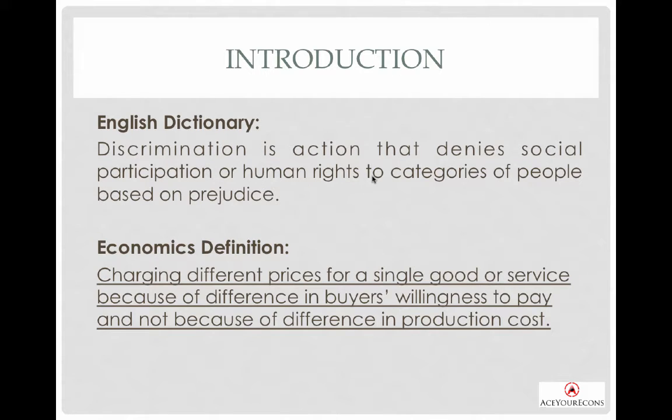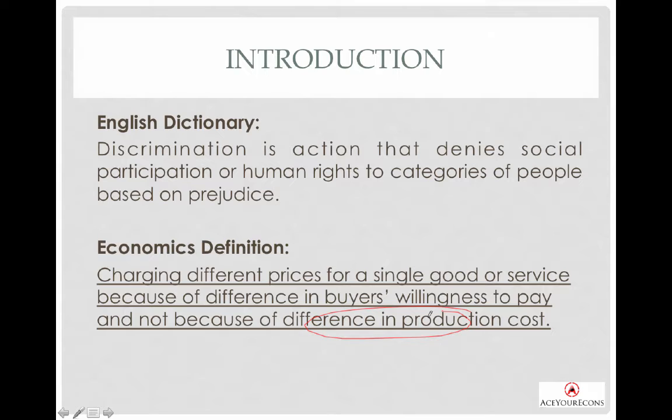We want to charge different prices to different consumers who have a difference in willingness to pay, and it has to be not because of a difference in production cost. So let me repeat again. What we want to find out is how we are going to charge different prices on the same good to different kinds of consumers because of their difference in willingness to pay, but this is not related to a difference in production cost.